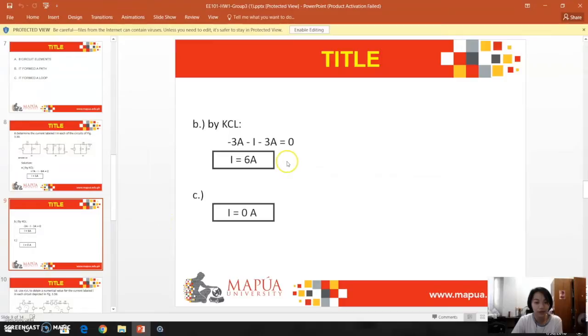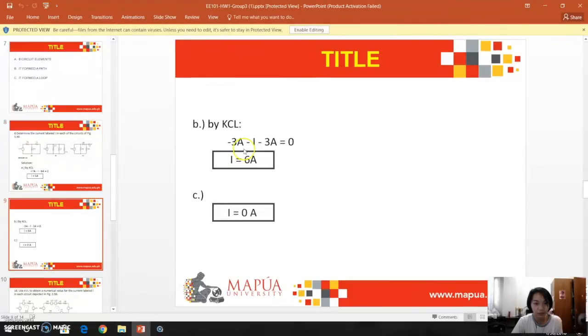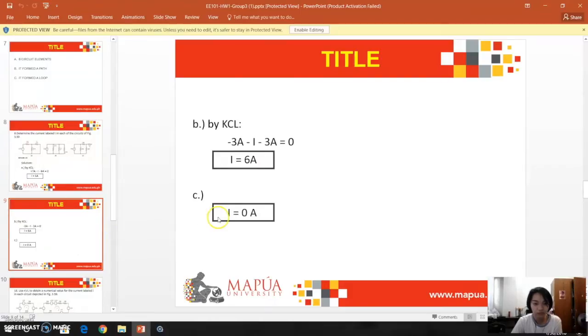And for letter B, same goes. We use the KCL and we obtain negative 3A minus I minus A. So we get the value to be 6 amperes. And for letter C, the current is equal to 0 amperes.